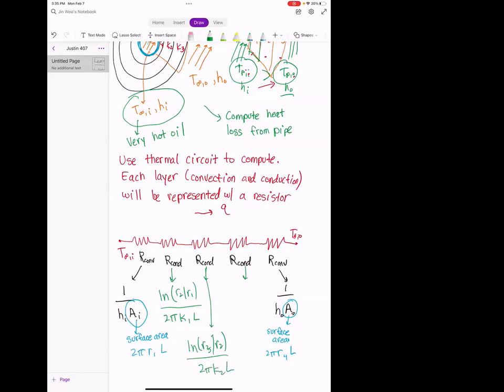Same thing for the second insulation layer. The second insulation layer will be ln of R3 divided by R2, and then divided by 2 pi K2 L. And the third conduction layer will be ln of R4 divided by R3, divided by 2 pi K3 L.